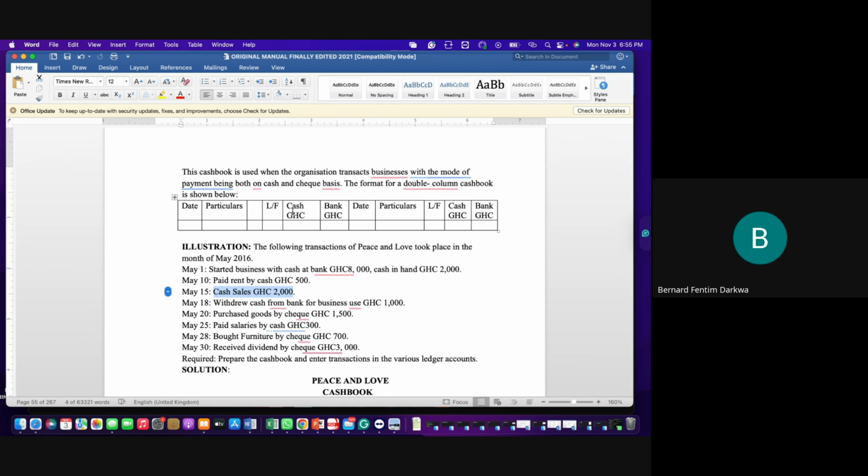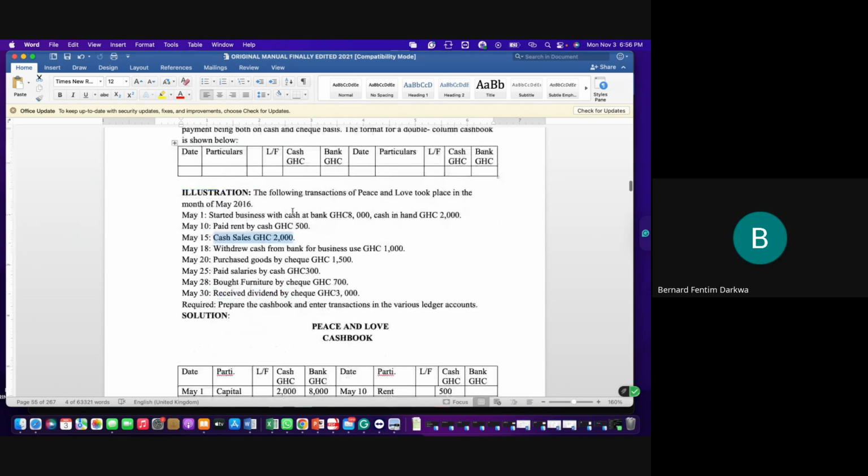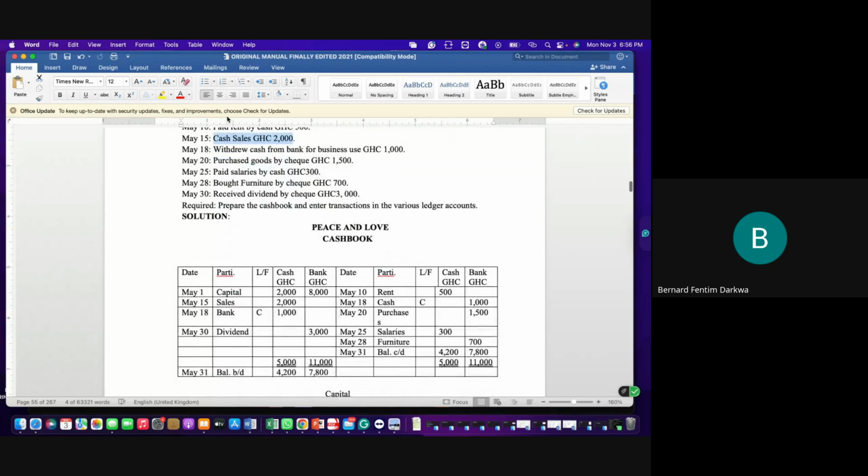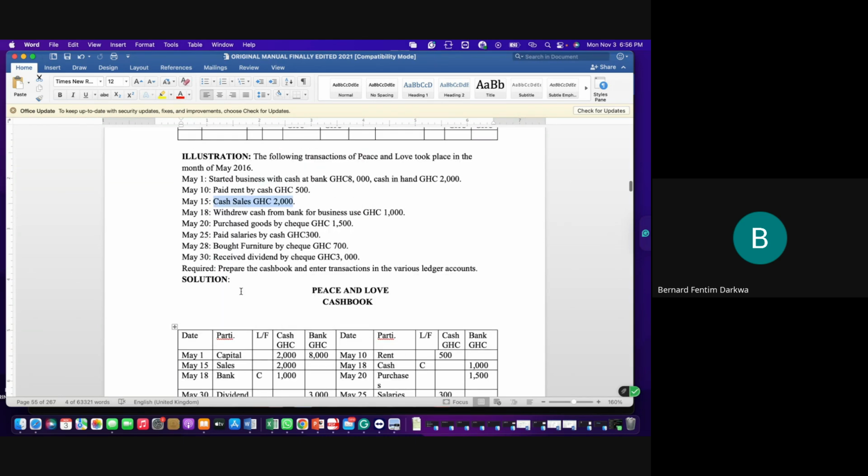It's between cash and sales account. Who is receiving and who is giving? Cash is receiving and sales is giving. So in the cash book, what should I do? On the debit side, you debit with sales, 2,000. Good, that is right. So it's the 15th, sales under cash, 2,000. You are done. Then go to this one, 18th.